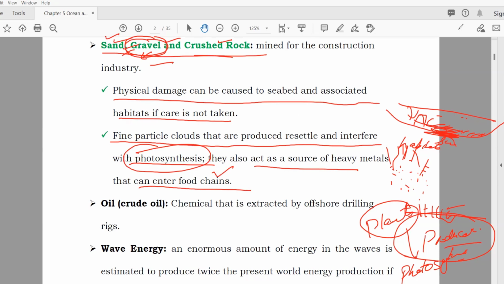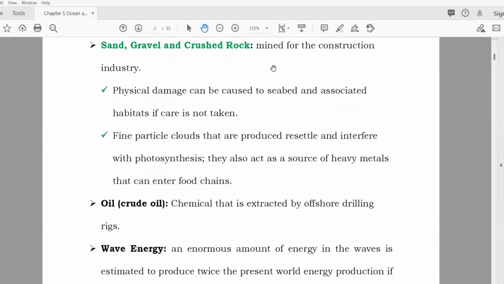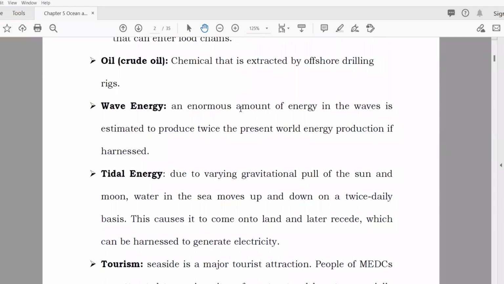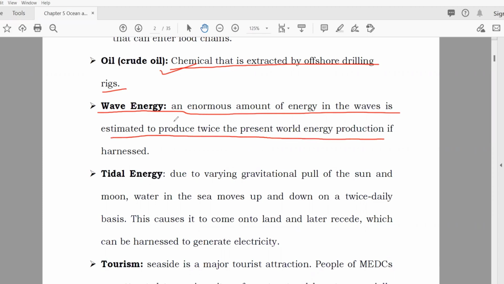Okay, so this is the other thing we said that we can get from the ocean: sand, gravel, and crushed rock. After that, you have oil. Oil means you're talking about crude oil. You can find a lot of crude oil wells in the ocean, even in Saudi Arabia, in the Dammam area. So you can get crude oil from the ocean. Wave energy, we discussed in chapter number 2, is the energy produced by the waves in the ocean. So they are also getting wave energy from the ocean.